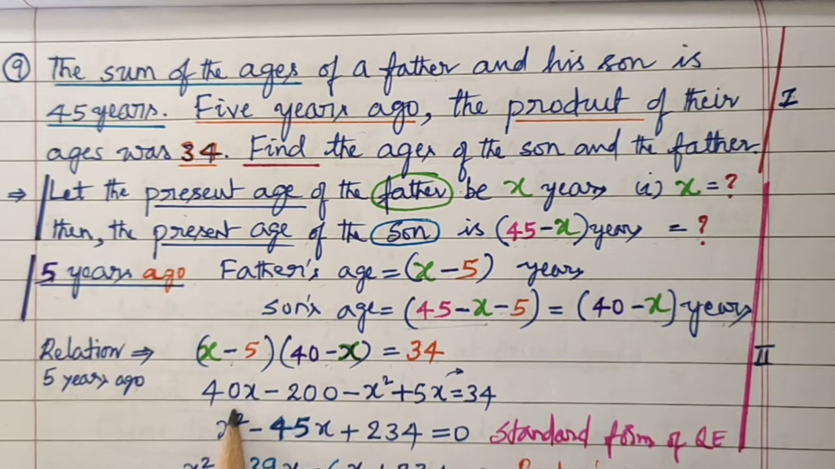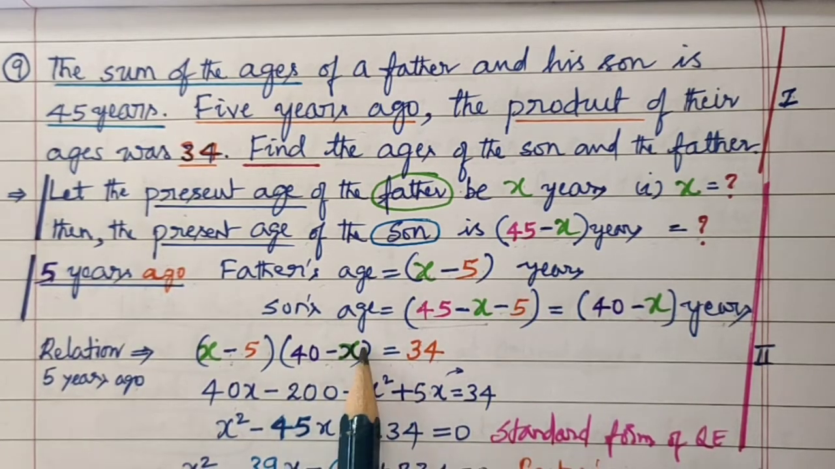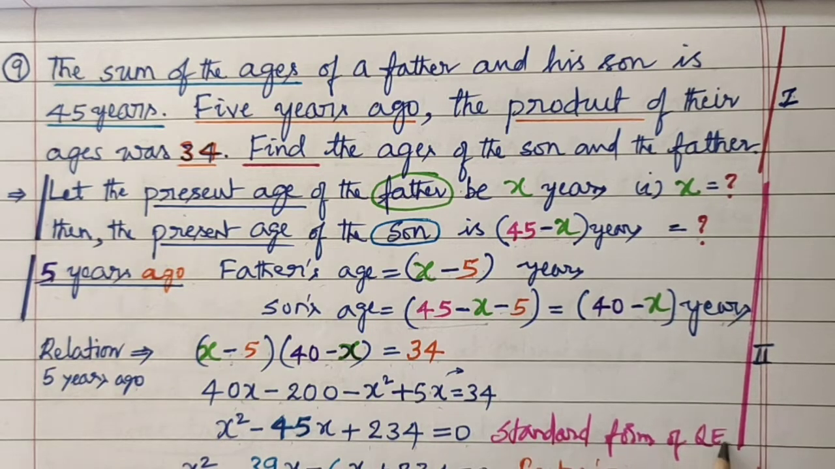Multiply: 40 into x is 40x, 40 into 5 is 200, minus into minus, plus 5x, x into x, minus x square is equal to 34. Bring all these to the right-hand side, because we want x square positive. x square minus 45x, 40 plus 5, when this goes to that side, minus 45x, and minus 200 goes to that side, with 200 plus 34, that is 234. This is then in the standard form of a quadratic equation.